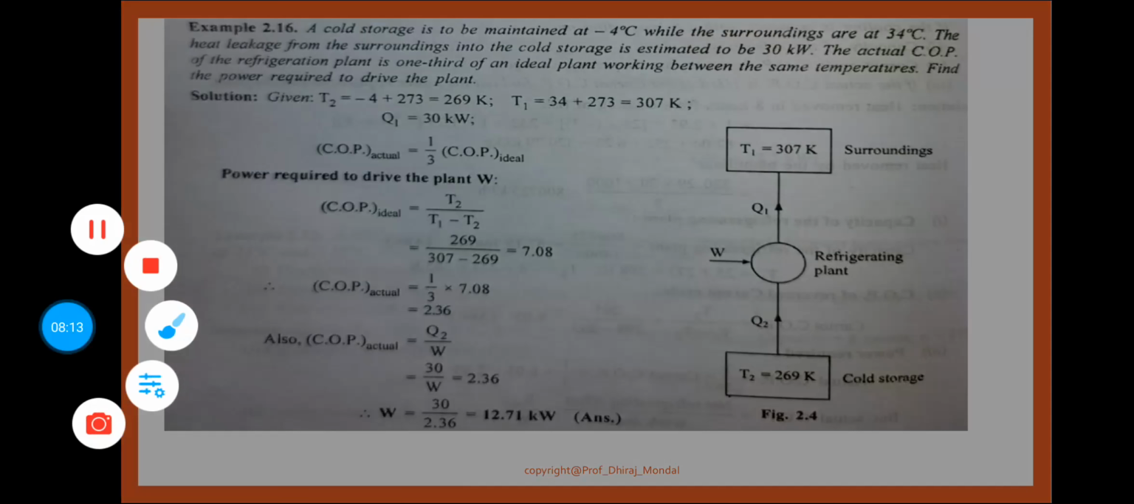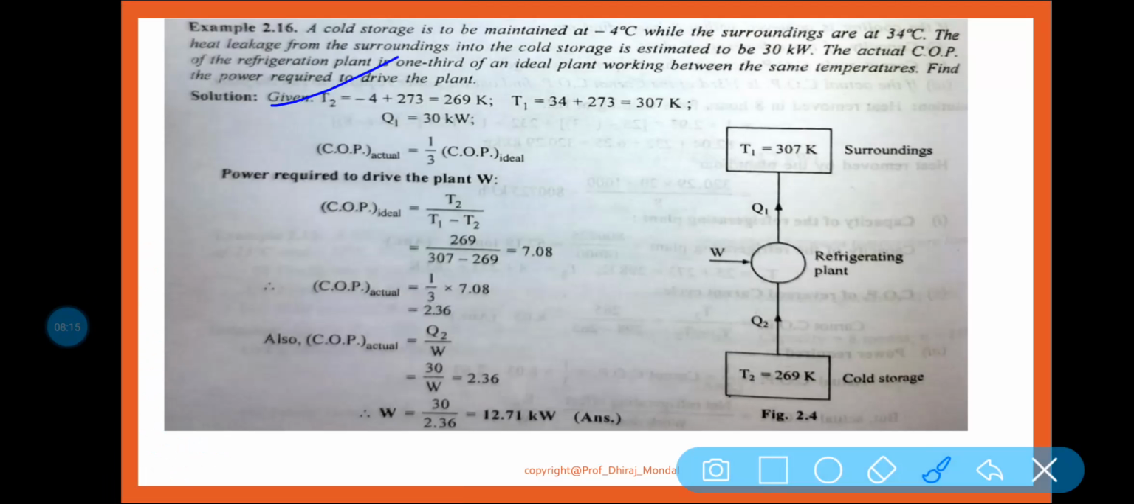Here basically you can see T2 is given, minus 4 plus 273, T1 is given, 34 plus 273, and Q is also given, 30 kilowatt, isn't it? That means the heat leakage from the surroundings into the cold storage is estimated at 30 kilowatt. The actual COP is given as 1/3 of the ideal COP. Then you have to find out the work done.